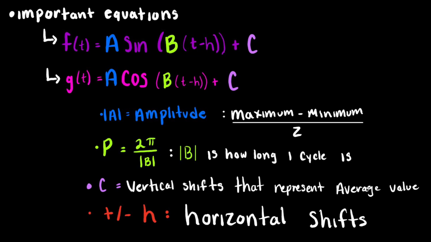Next, you want to find the period, and this is how long one complete cycle is. Once you find that, you put it under 2 pi, and simplify if you can.